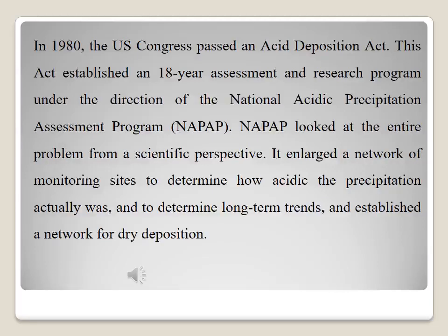This act established an 18-year assessment and research program under the direction of the National Acidic Precipitation Assessment Program. The National Acidic Precipitation Assessment Program looked at the entire problem from a scientific perspective. It enlarged a network of monitoring sites to determine how acidic the precipitation actually was and to determine long-term trends, and established a network for dry deposition.